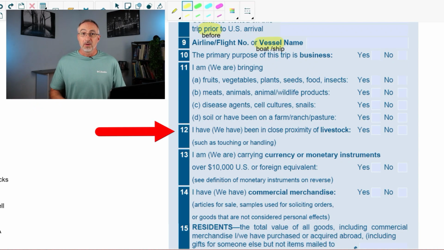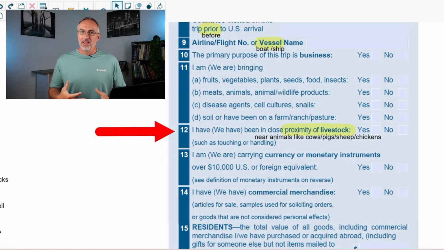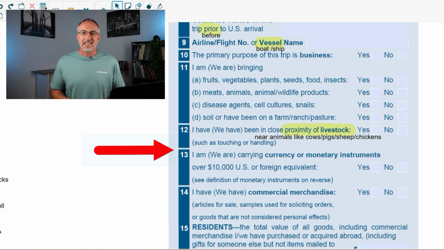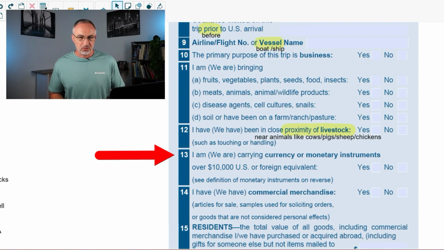So the first part, proximity just means you've been near, and it says livestock. Now by livestock, we mean basically animals on a farm, cows, pigs, sheep, chickens, any of the animals that you'd find on a farm. Number 13, I am, or we are, carrying currency or monetary instruments.